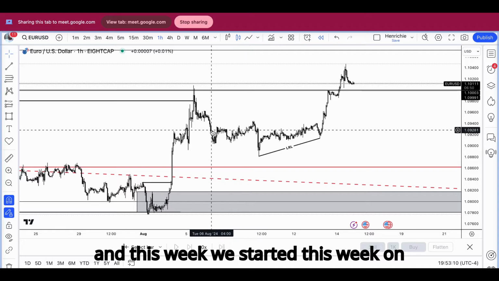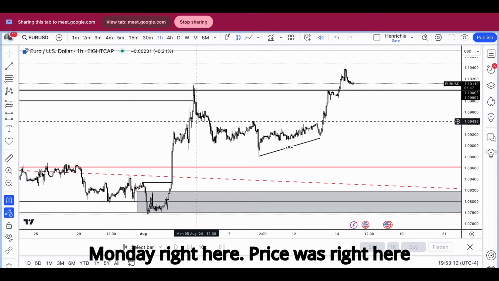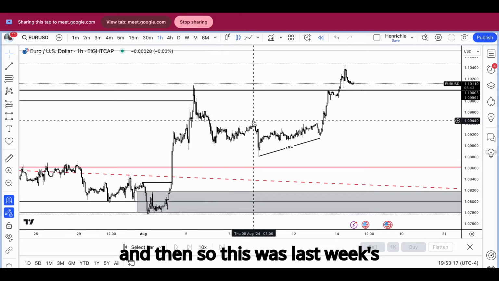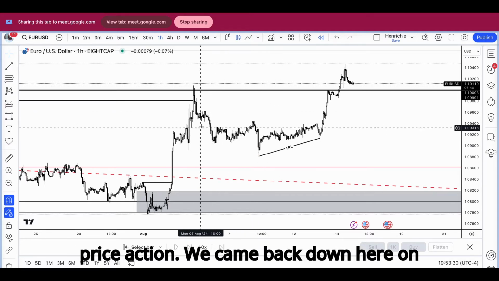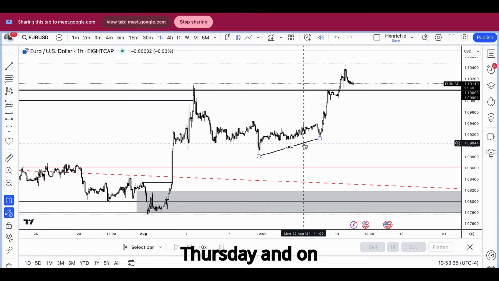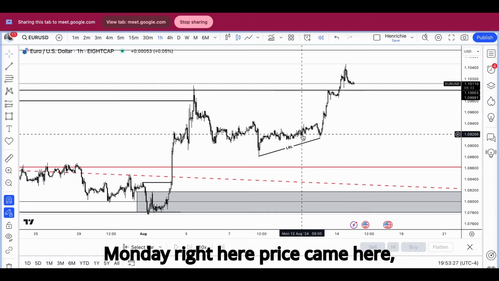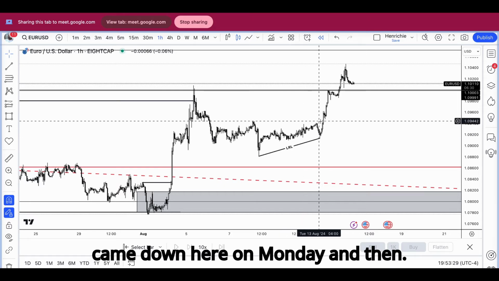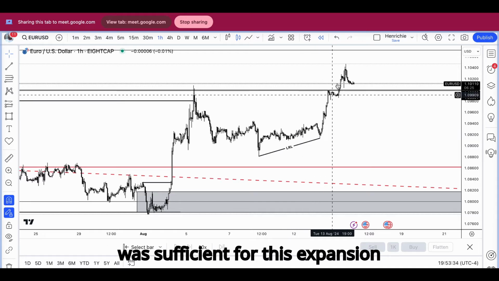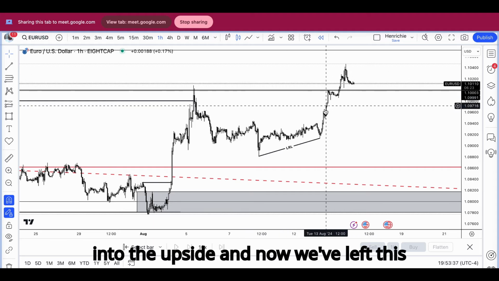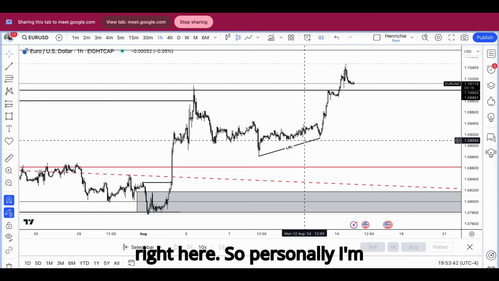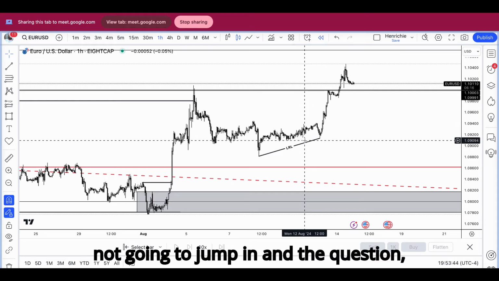And this week, we started this week on Monday. Right here, price was around here on Monday, came down, and so this was last week's price action. We came back down here on Thursday, and on Monday, right here, price came down and it literally just took this low, and that was sufficient for this expansion into the upside. And now we've left this low resistance liquidity right here. So personally, I'm not gonna jump in.